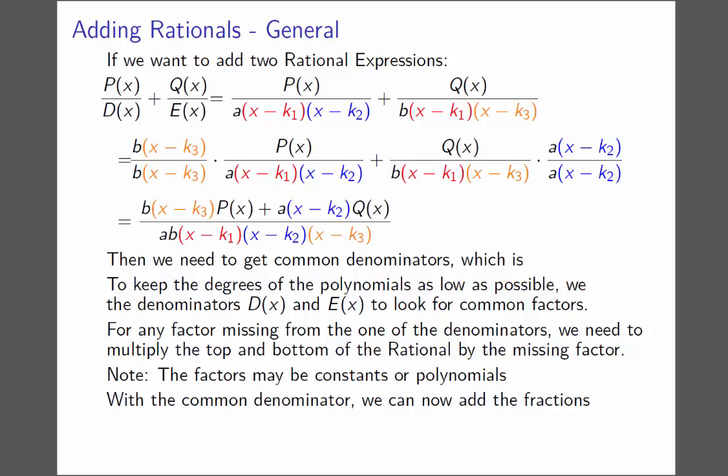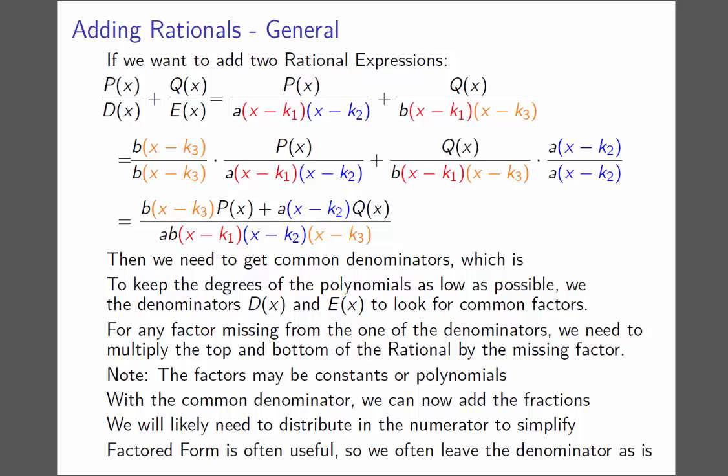So from our first fraction, we get b times x minus k3 times p of x, and from our second fraction, we get a times x minus k2 times q of x, all over that common denominator, ab times x minus k1 times x minus k2 times x minus k3. Now, we will likely need to distribute in the numerator to simplify. But factored form is often useful, and since the denominator is already in factored form, we typically leave it as is.